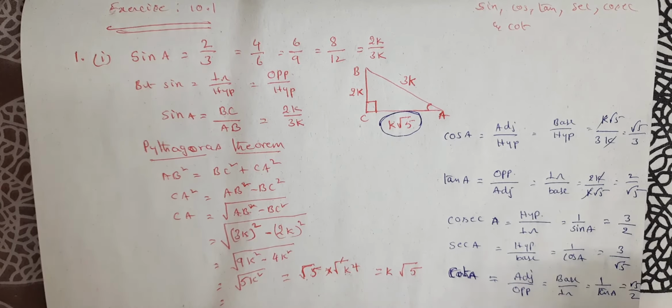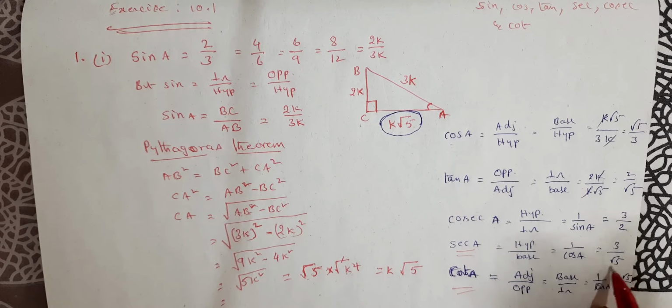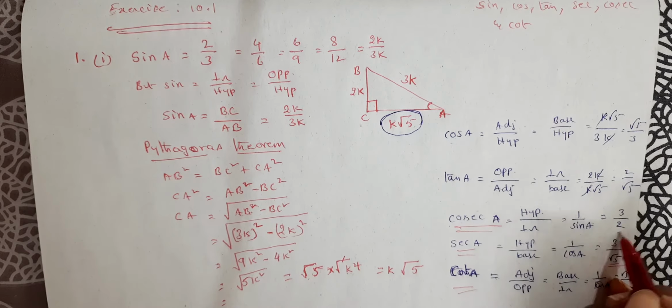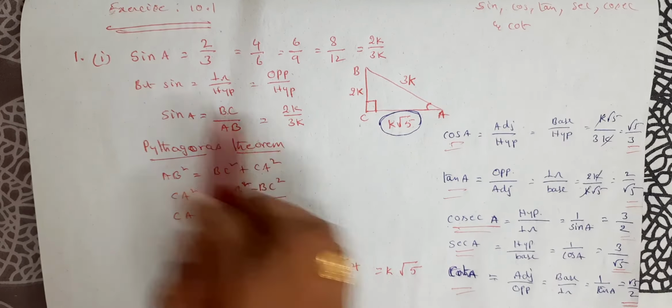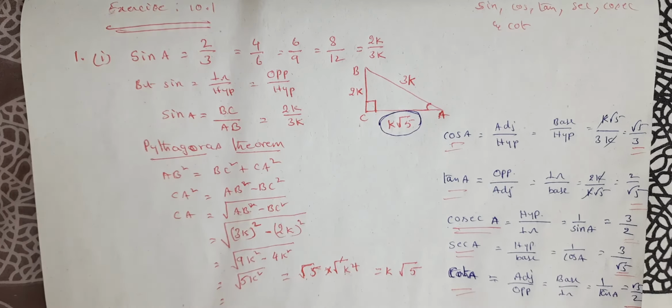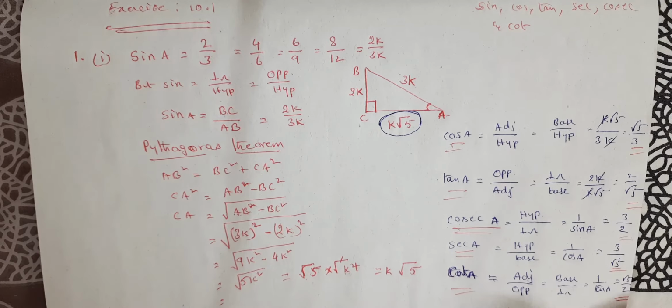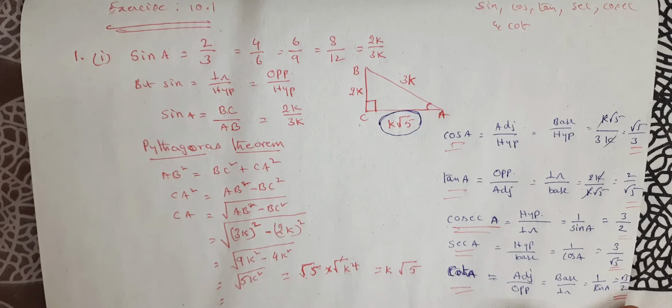So what are all the trigonometric ratios we found? Cot A, secant A, cosecant A, tan A, cos A, and sin A is already given in the problem. Okay, so you can copy down this one now.